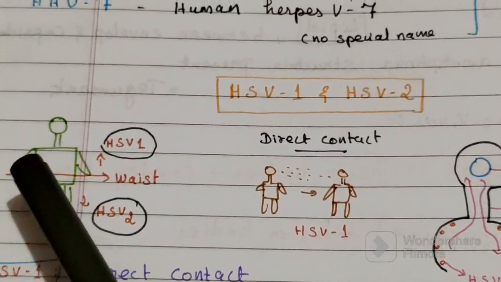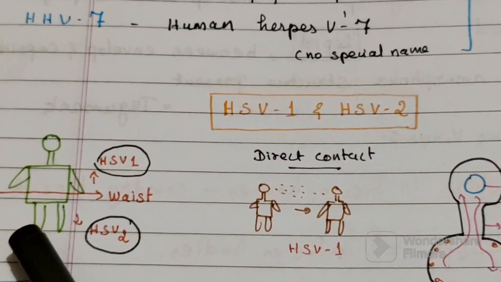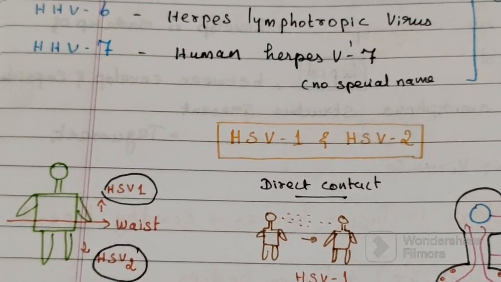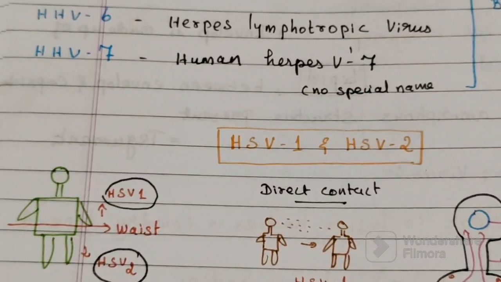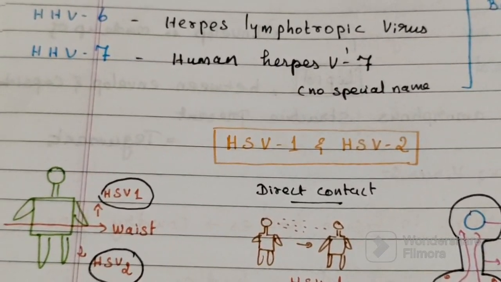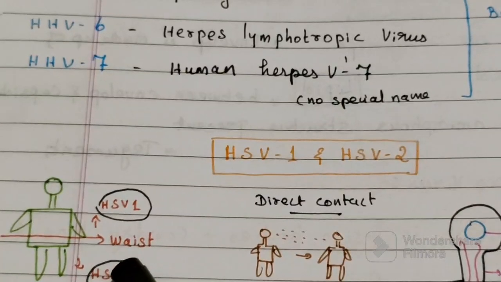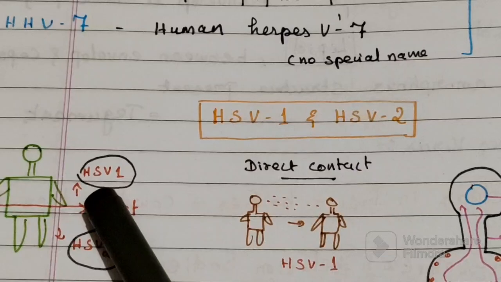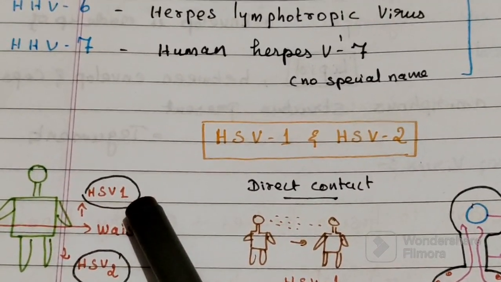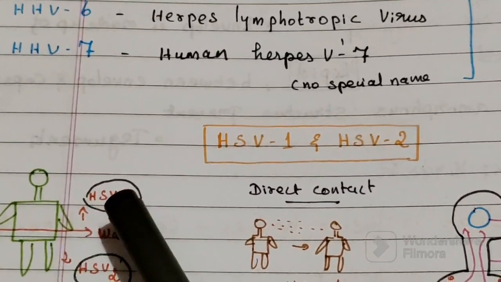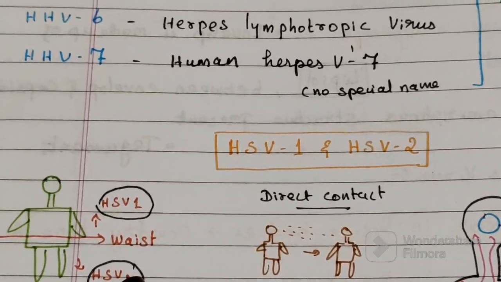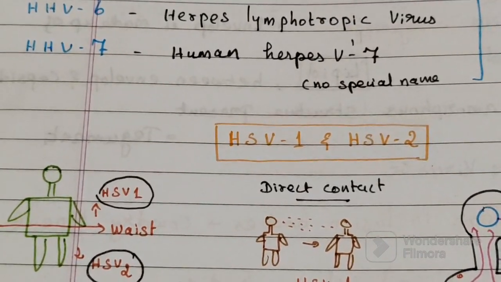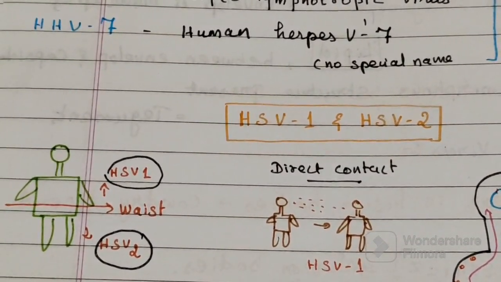This is the human body. Type 1 and type 2 both cause lesions. What is the location where they cause them? The general rule is above the waist. Herpes simplex virus 1 causes infection above the waist. Below the waist, herpes simplex virus 2 causes infection and rashes.